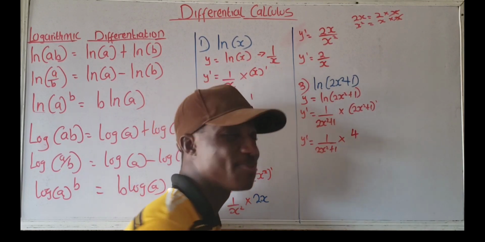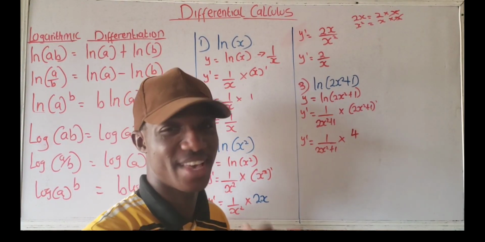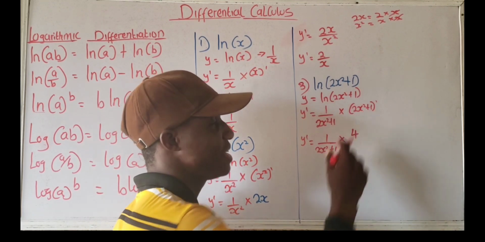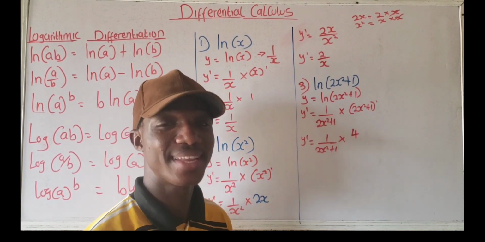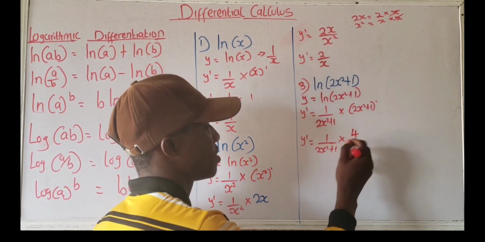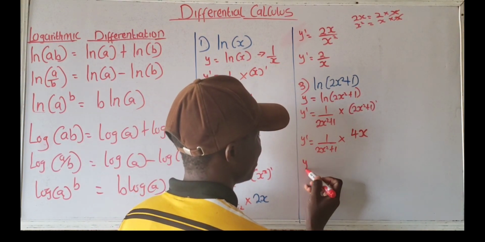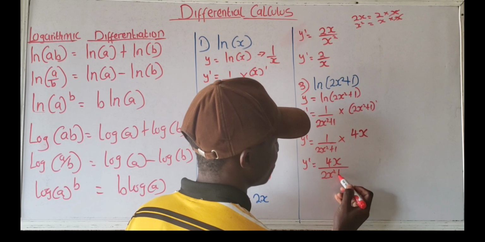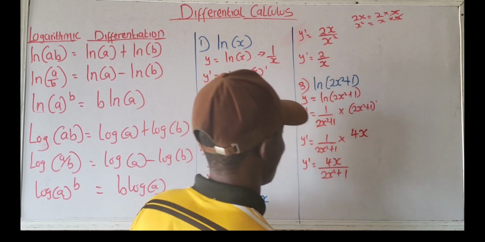Oh, sorry. Differentiate 2x squared plus 1. You're going to have 4x, because if you differentiate a constant, you're going to have 0. But 1 is also a constant, so if you differentiate 1, you're going to have 0. So here I'm going to have 4x. So the derivative of y is 4x all over 2x squared plus 1. Okay.